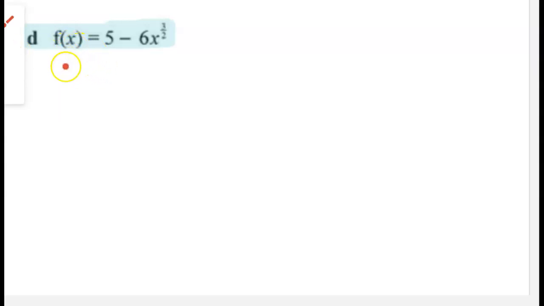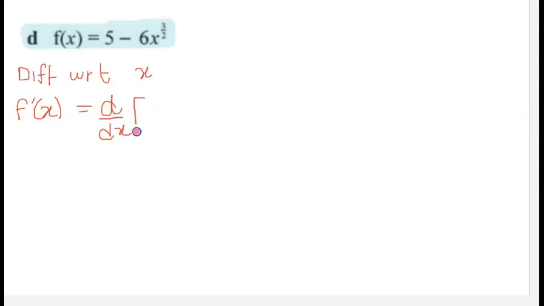So how do we do that one? Again, exactly the same. We follow the same method. So first we differentiate with respect to x. So that side is going to be f dash x, and this side is going to be d over dx of 5 minus 6x^(3/2).